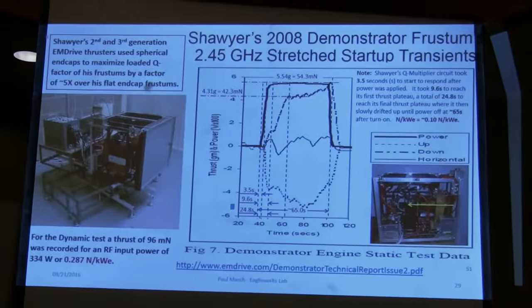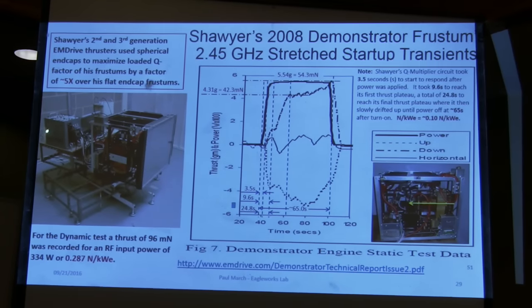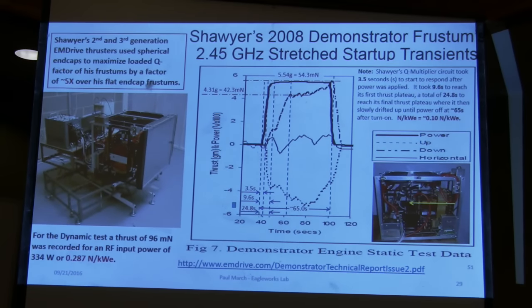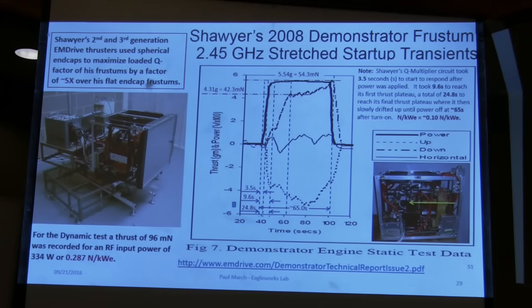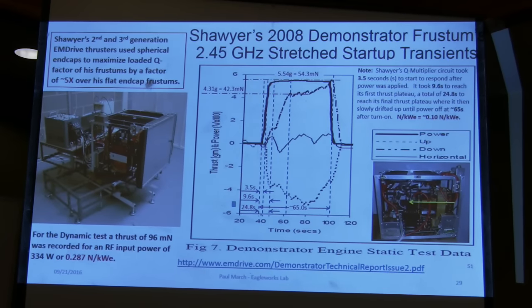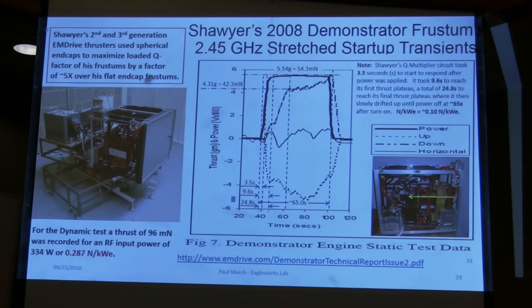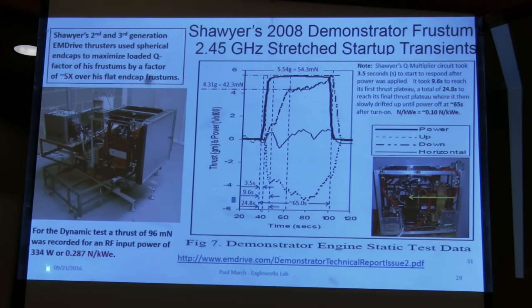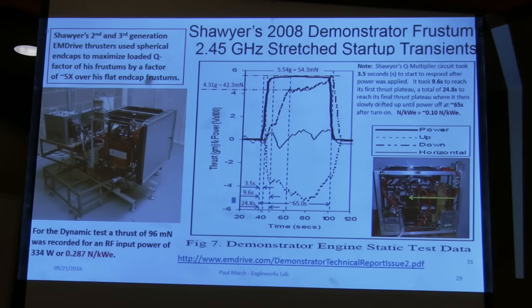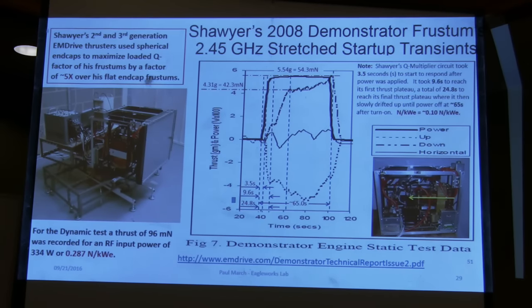Okay, this is Shawyer's dynamic unit. He had that second generation unit on a rotary test bed, again in air. And these are the force pulses that he was claiming, something on the order of 54 to 96 millinewtons for the test he demonstrated with 334 watts of power. 0.287 newtons per kilowatt is his claim. Next slide.